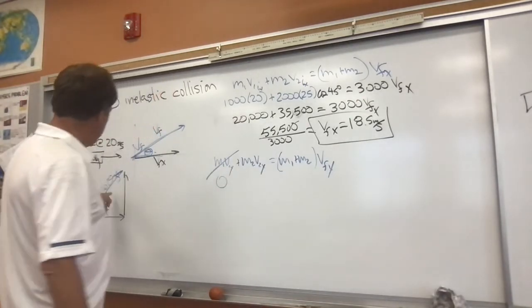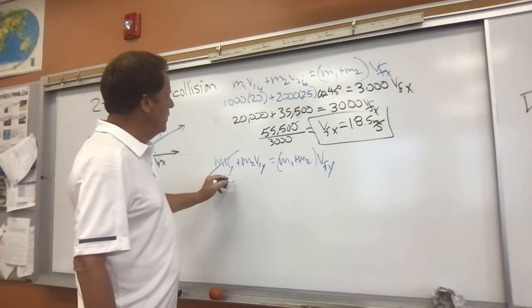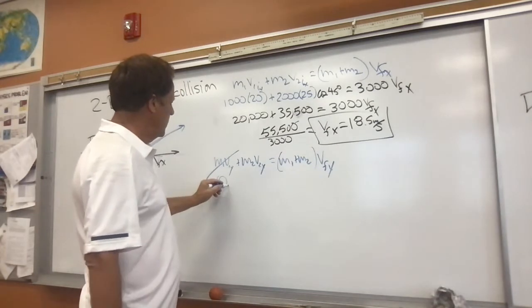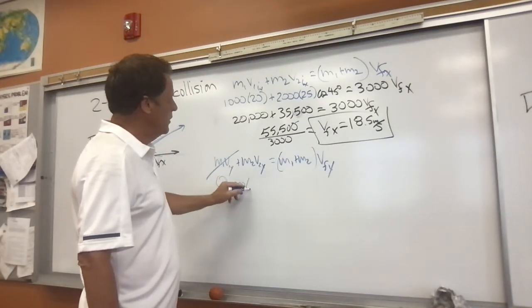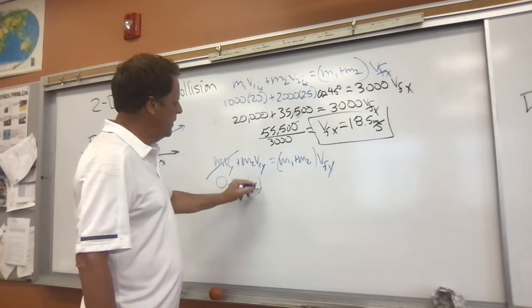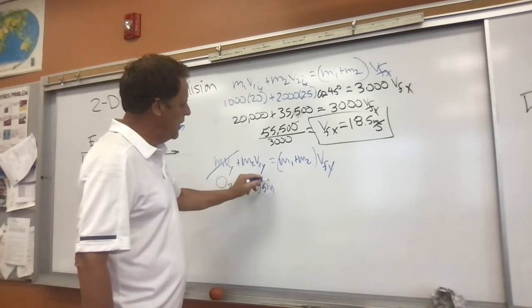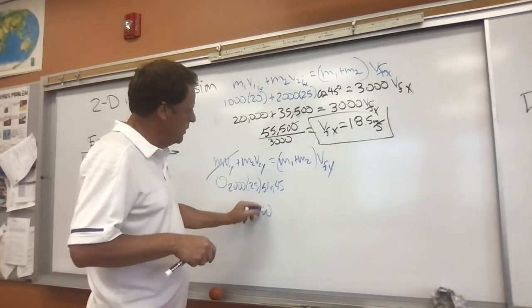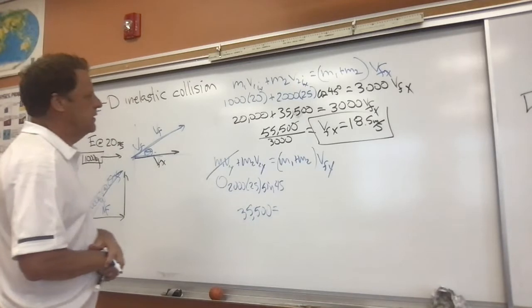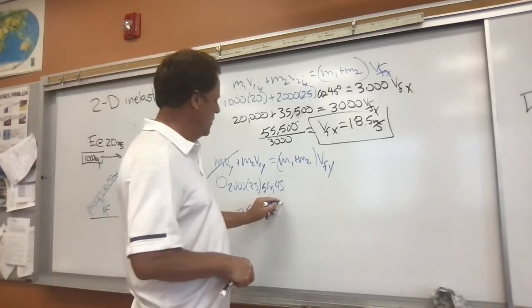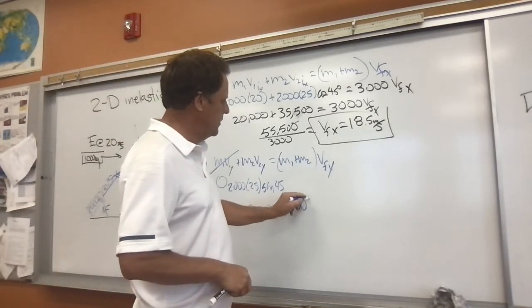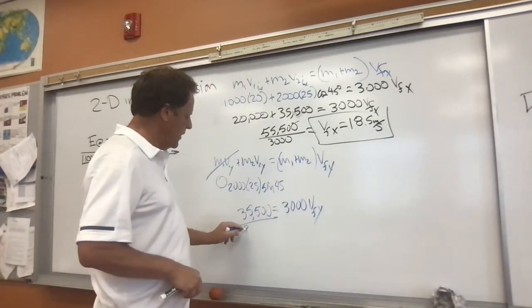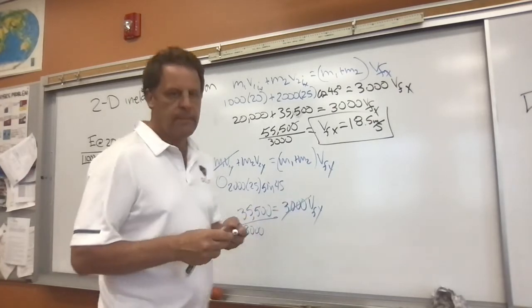This one would be going 2,000 times 25 times the sine of 45, okay? So 2,000 times 25 times the sine of 45, which is going to give us 35,500. And that is going to give us 3,000 V final Y. We're going to divide both sides by 3,000.